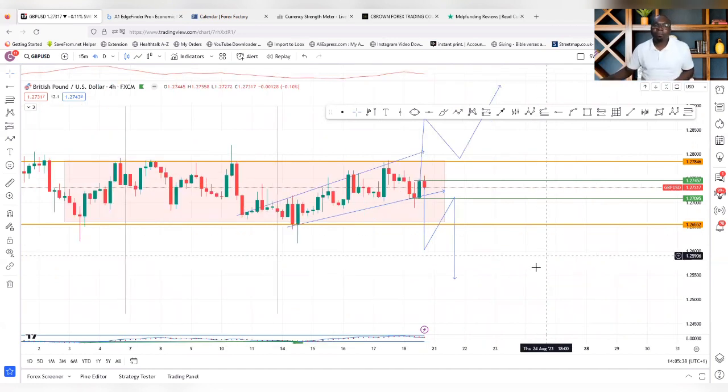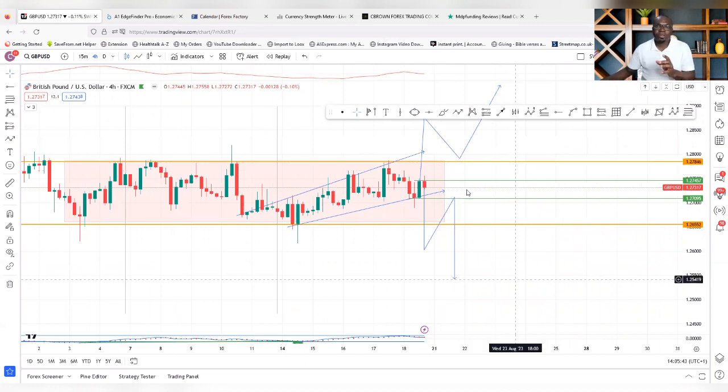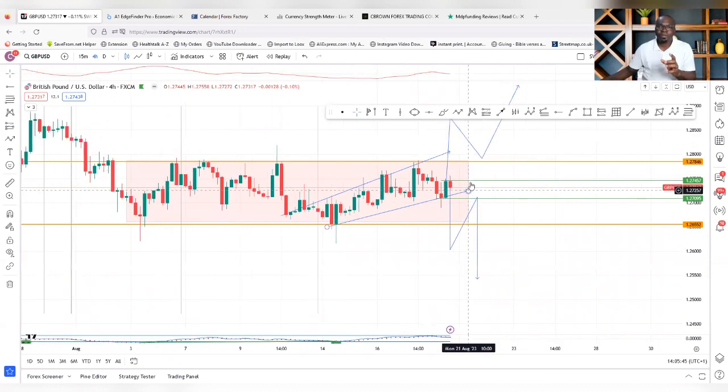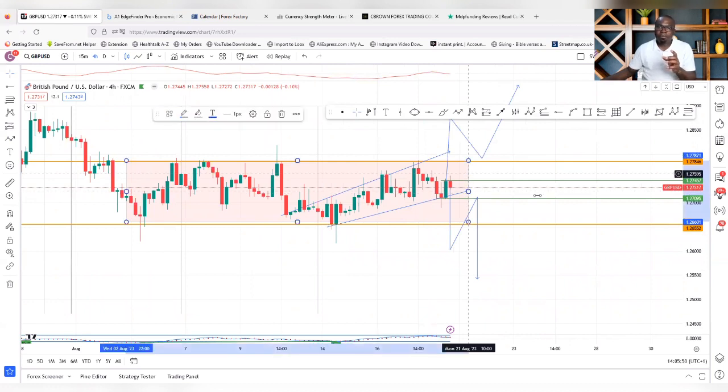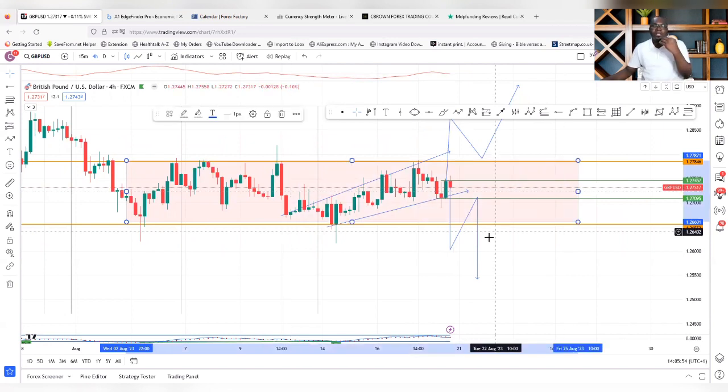But at the moment, as long as price is trading inside this box, inside this consolidation zone, I am not going to take any trade. So expect this price to play around this zone for a while until it breaks out. That's what we're looking for to trade.